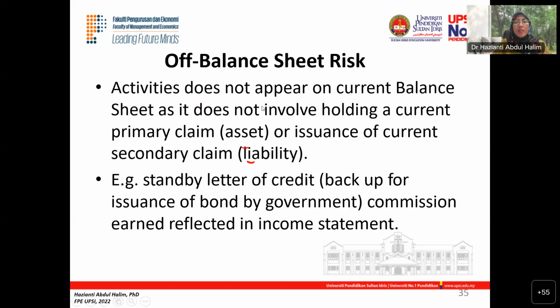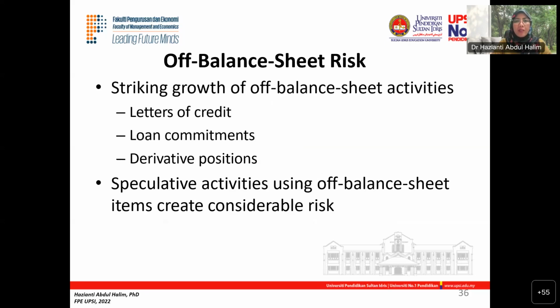Alright, so this is the definition. As I explained dulu, baru keluar explanation dekat sini. Activity that does not appear on current balance sheet, as it does not involve holding a current primary claim or issuance of current secondary claim. So for example, standby letter of credit, backup by issuance of bond by government. Nampak? Standby, belum guna lagi. So it's not in the balance sheet. It will be next year, but not in the current financial statement.